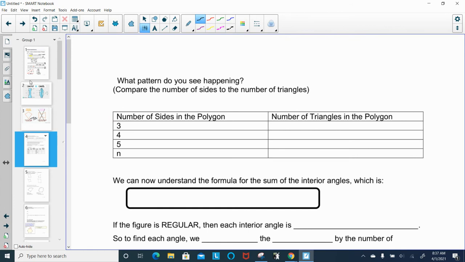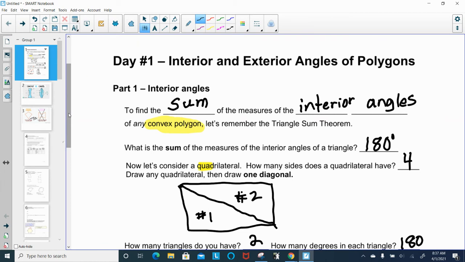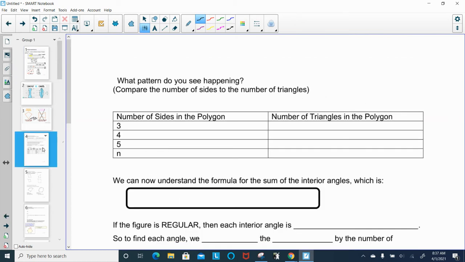So let's think back. When we had a triangle, we know what a triangle looks like. A triangle is just one triangle. So when we have 3 sides, that's a triangle, and we have one triangle. That's kind of a silly observation.